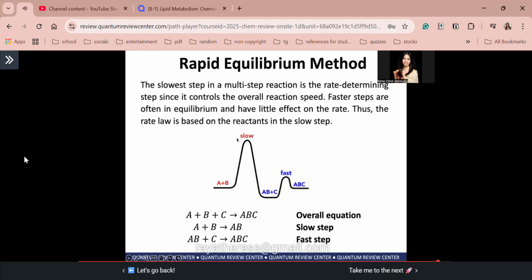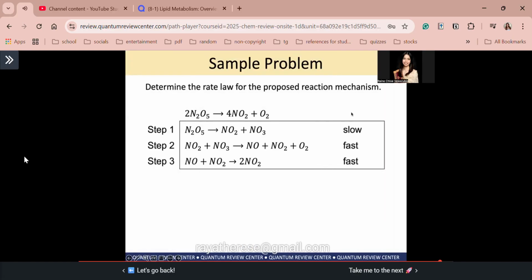Okay? So in this case, guys, look. The slow step really takes time, right? Its energy is very large. It has a very large activation energy. Right? It has a high activation energy compared to the fast steps. Okay? So again, this is your slow step. This is your fast step. Okay? Now, how do we determine the rate law using the rapid equilibrium method?